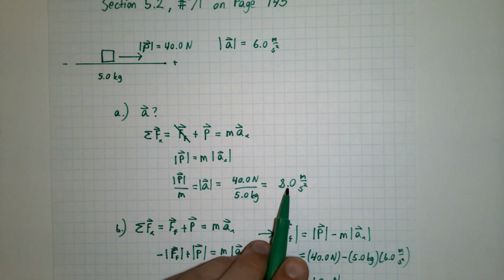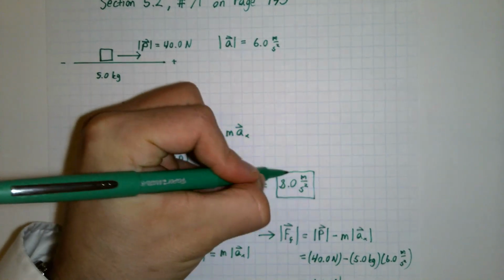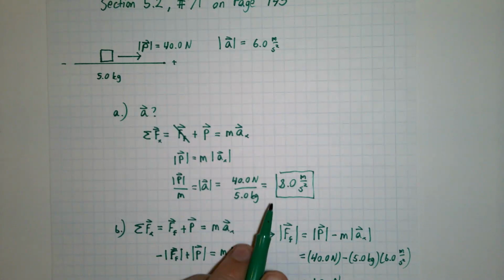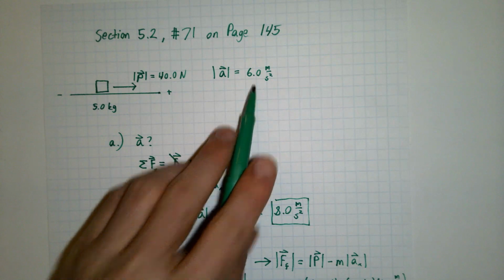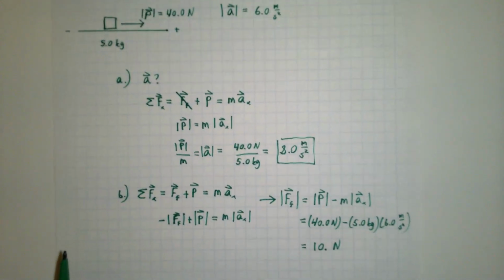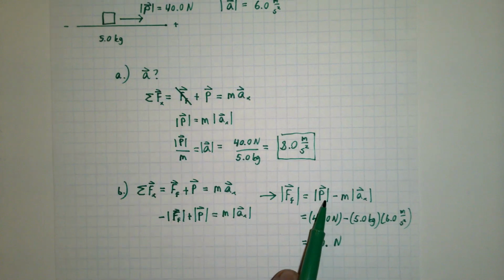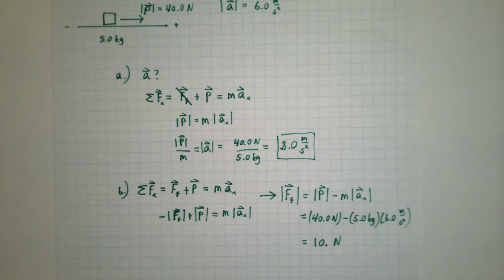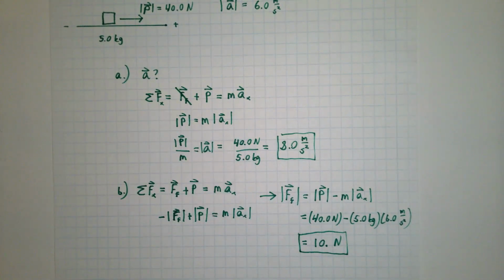So we found that if it was a frictionless table, it would have an acceleration of 8.0 meters per second squared. It indeed does have some frictional force opposing it, resulting in a smaller acceleration. Using the fact that we know what that smaller acceleration is, and we know the mass of the block, and we know what the push on this block must be, we can find the frictional force that is opposing the motion of this block.